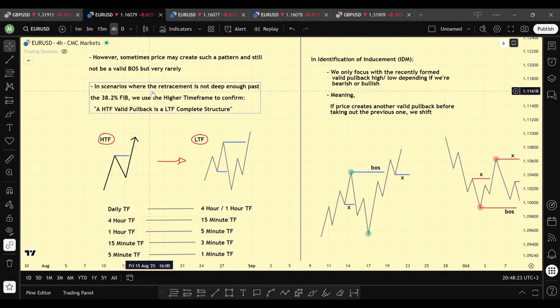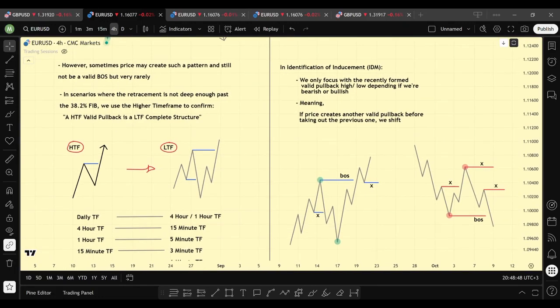So in scenarios where the retracement is not deep enough past the 38.2 of the Fibonacci, we use the higher time frame to confirm. A higher time frame valid pullback is a lower time frame complete structure. What I mean is this one here. I said when you see such a pattern, I mean a valid pullback. So right here, this is the higher time frame. So when you see this one here, just know that this is a valid pullback on a higher time frame.